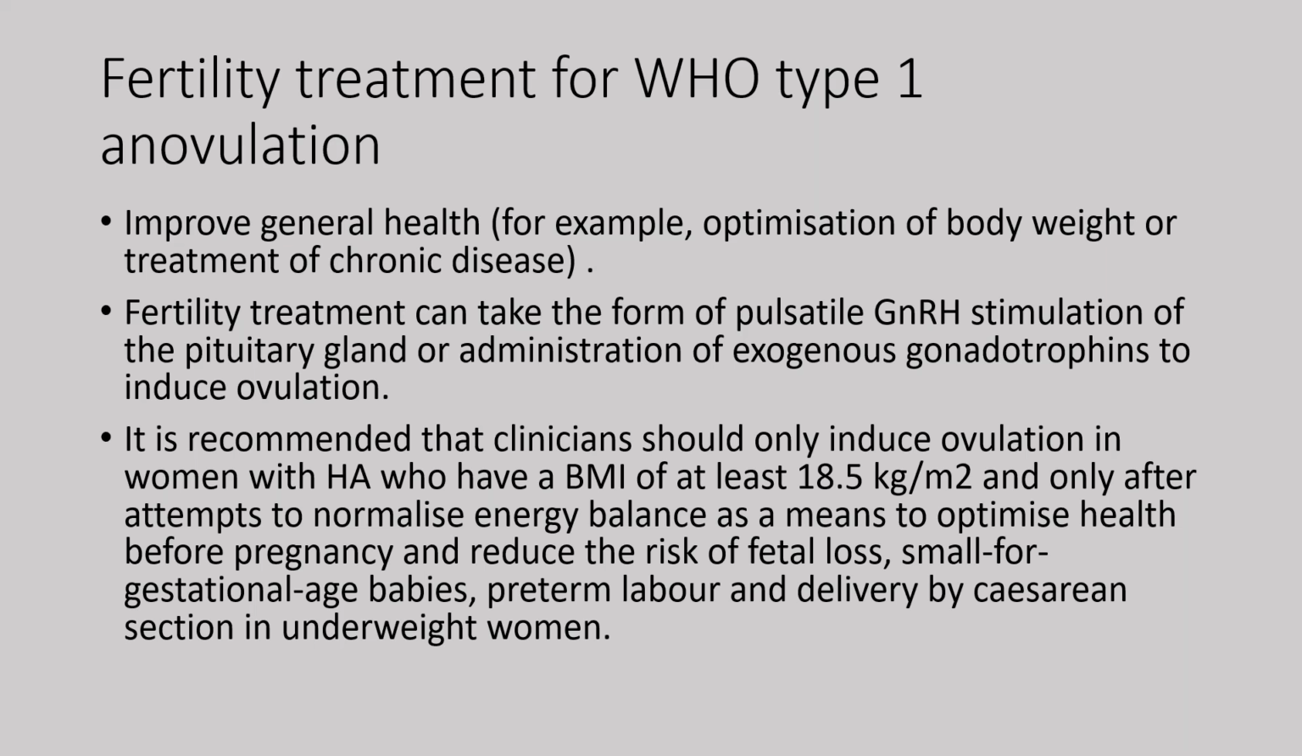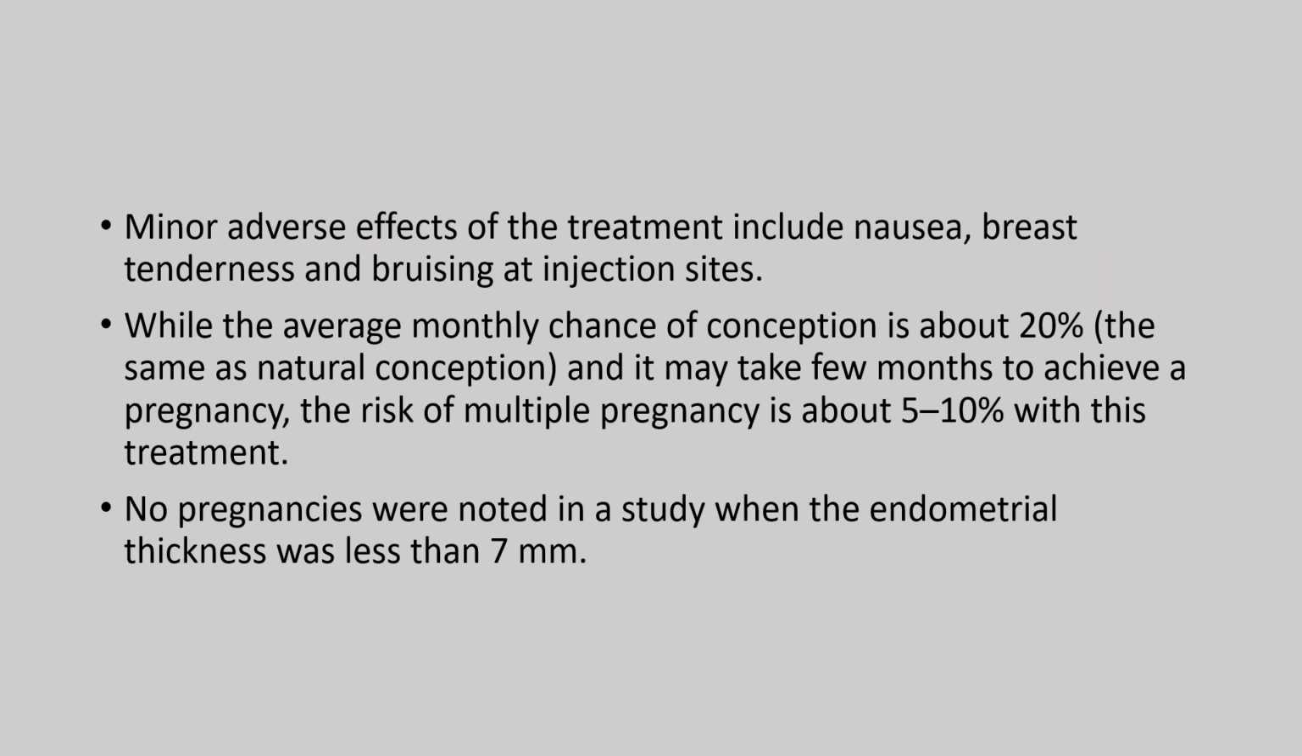And how will this affect the pregnancy? It will reduce the risk of fetal loss, small for gestational age babies, preterm labor, and delivery by cesarean section in underweight women. So these are the benefits if you first make the BMI correct. Minor adverse effects of the treatments include nausea, breast tenderness, and bruising at injection sites. The average monthly chance of conception is about 20%, the same as natural conception, and it may take a few months to achieve a pregnancy.